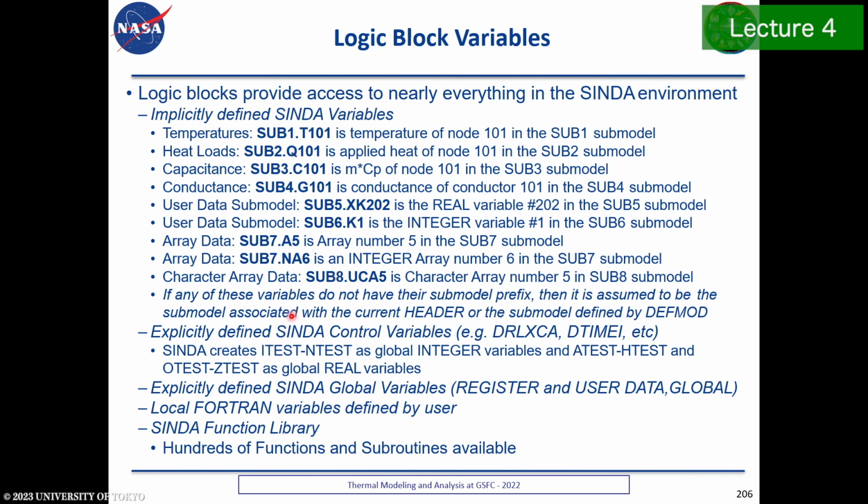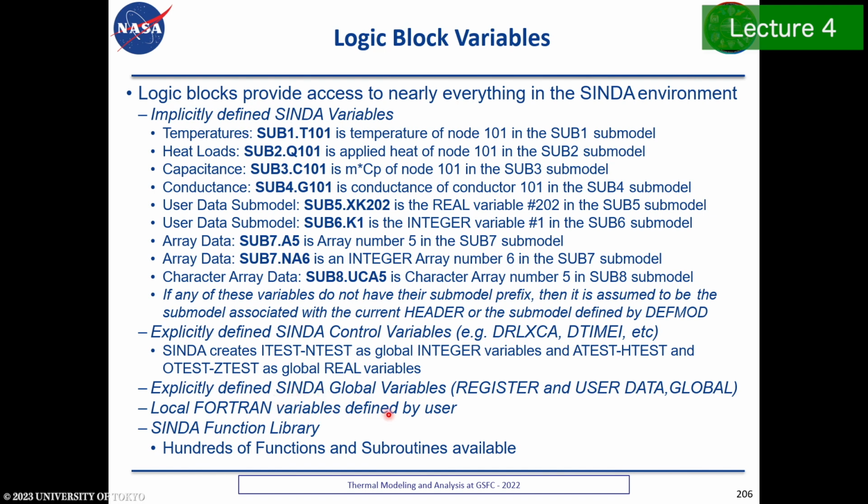You also have a variety of explicitly defined control variables from Cinda. So the relaxation criteria, the D time I. There's also an I test through N test, which are integer values that you can use as a temporary storage space. There's also A test through H test, O test through Z test, which are real variables. So if you just needed a loop, do I test equals 1 to 100.